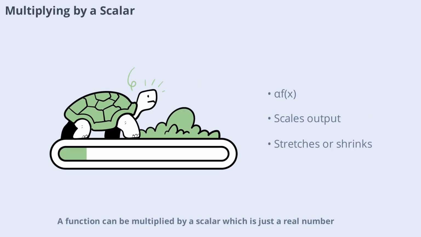A function can be multiplied by a scalar, which is just a real number. If alpha is a scalar and f is a function, then (alpha f)(x) equals alpha times f(x). This scales the output of the function by the constant alpha, stretching or shrinking its graph.